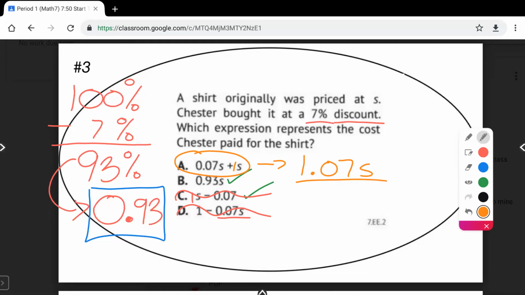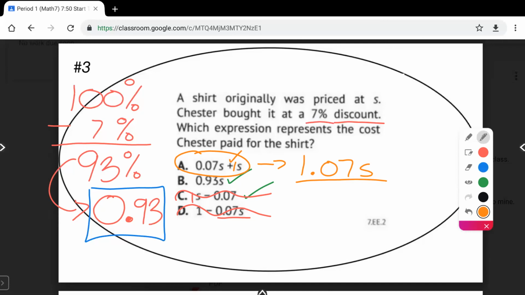And what that essentially means is adding has nothing to do with a discount. The adding part would be there if you were adding a tip to a restaurant meal, or you were adding tax to something that you buy. That's the reason why you add. This is a discount. This is subtraction. So A, even though it's mathematically correct, doesn't answer the question because it's showing you what happens when you would add to the 100%.